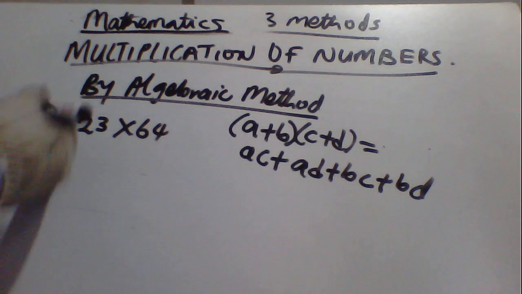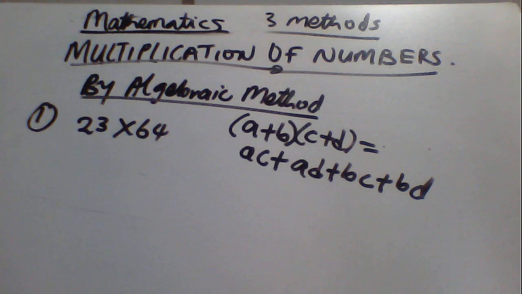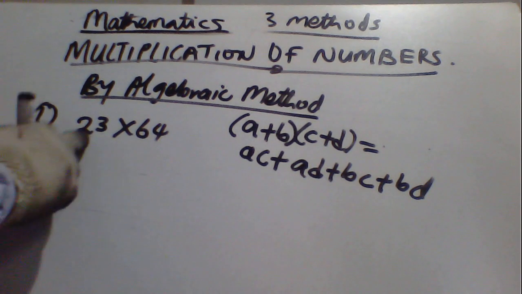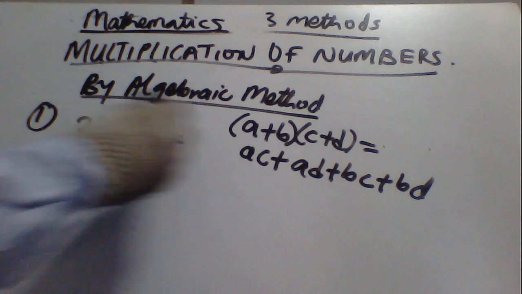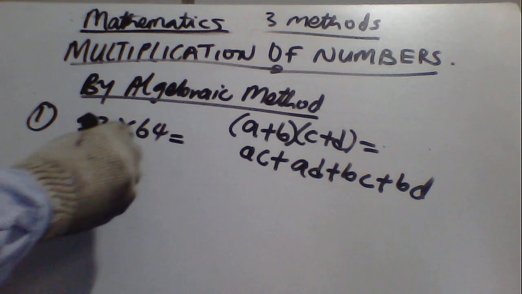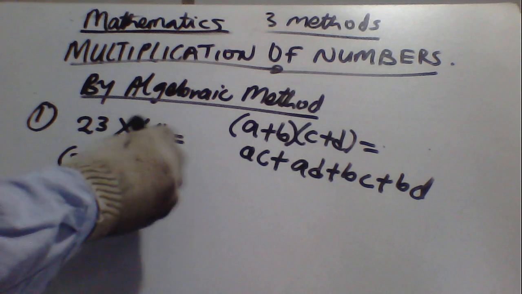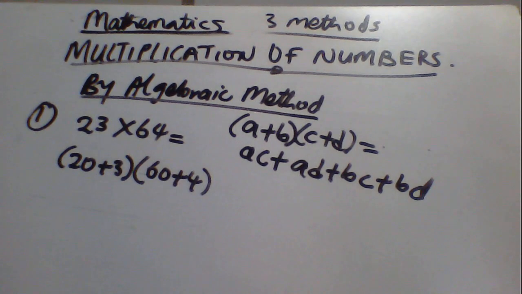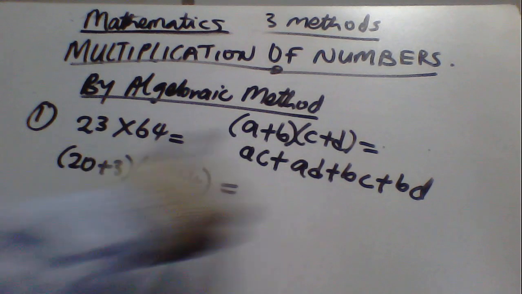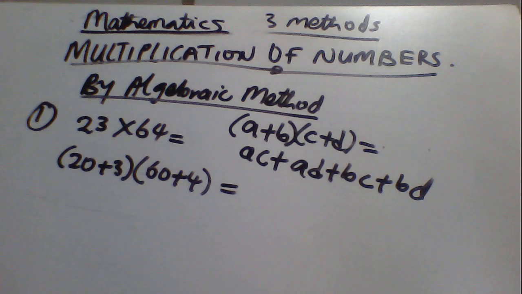In that case, you are multiplying tens and units instead of multiplying the number as a whole. We have to split each of the numbers into tens and units. So this is the same as 20 plus 3 multiplying 60 plus 4. All we need to do is multiply and then use the vertical method to add our results.